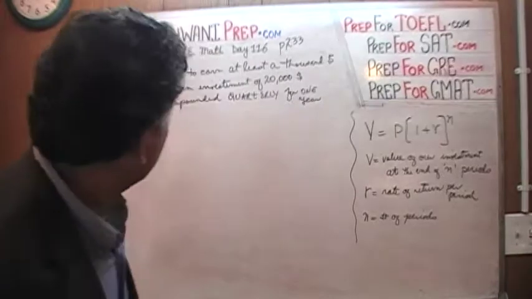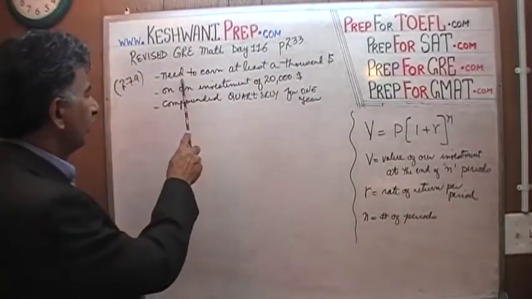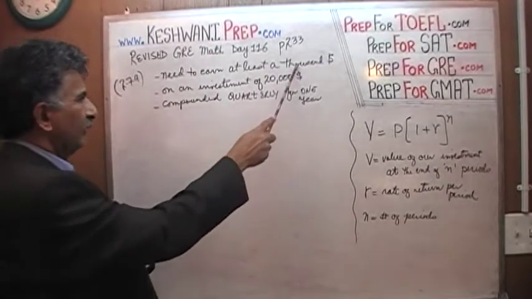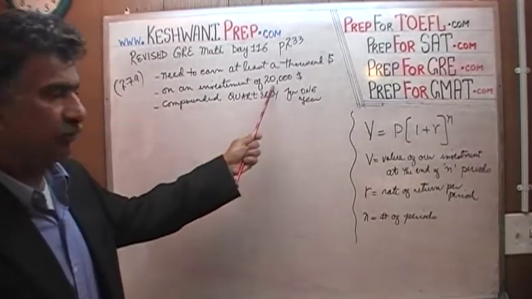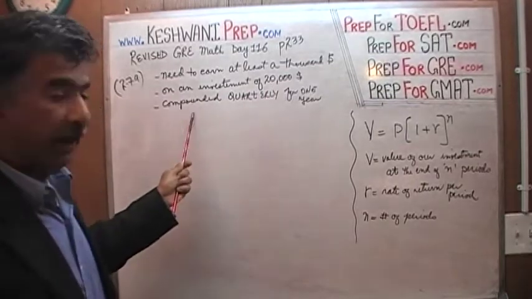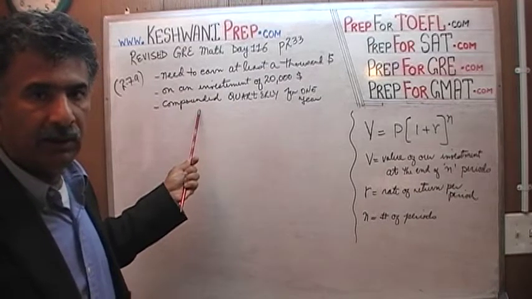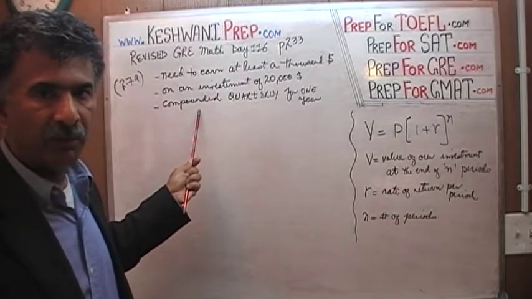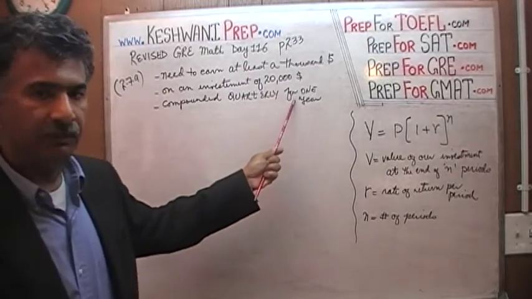In this case, we have a guy who needs to earn at least $1,000. He's going to make an initial investment of $20,000. We are told that whatever interest he's going to earn, his bank tells him that they compound interest every quarter. So it's going to be compounded quarterly. He's going to keep the money in for 1 year.